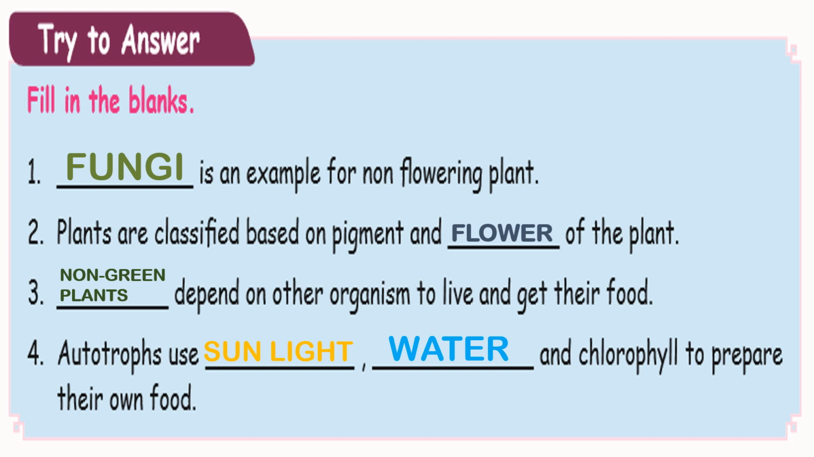Number 3. Dash depend on other organisms to live and get their food. The answer is non-green plants. Number 4. Autotrophs use dash and chlorophyll to prepare their own food. The answer is sunlight and water.